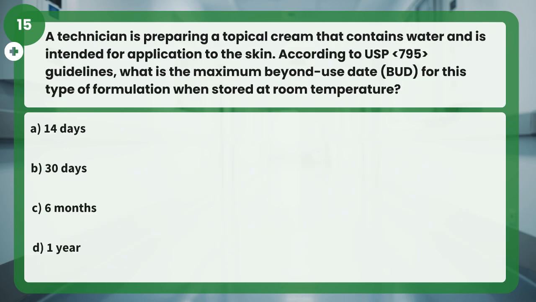Question 15. A technician is preparing a topical cream that contains water and is intended for application to the skin. According to USP less than 795 guidelines, what is the maximum beyond use date, BUD, for this type of formulation when stored at room temperature? A. 14 days. B. 30 days. C. 6 months. D. 1 year.